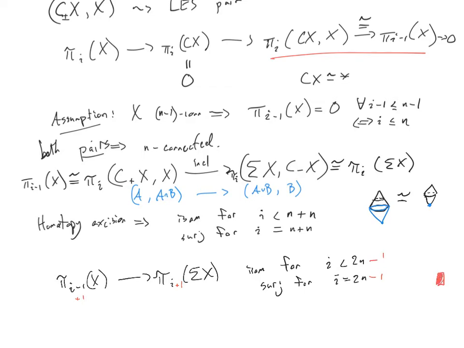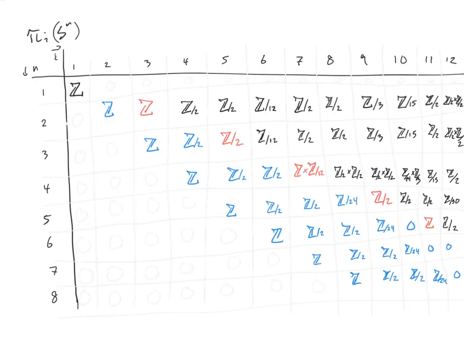And now, since the sphere Sn is n minus 1 connected, we can use this proof to prove Freudenthal suspension for spheres. So let's look at the Freudenthal suspension theorem in the homotopy groups of spheres. So this is a chart of the unstable homotopy groups of spheres.